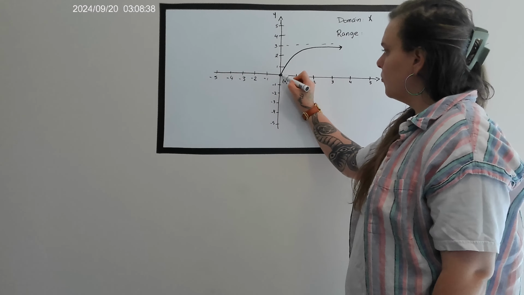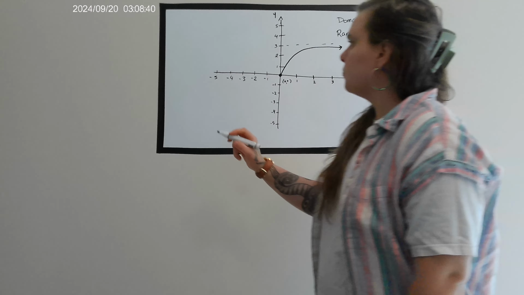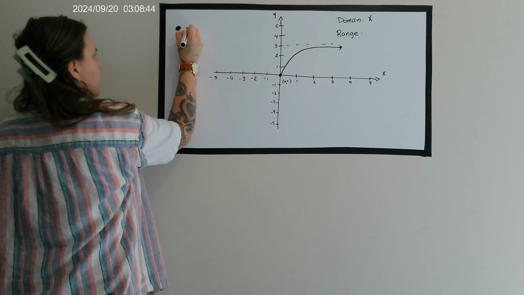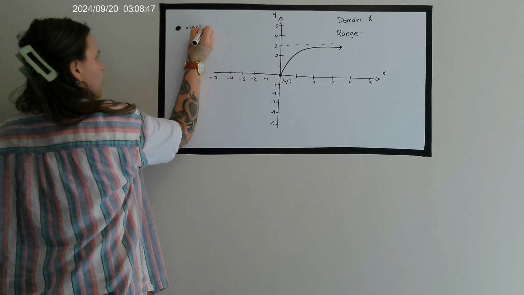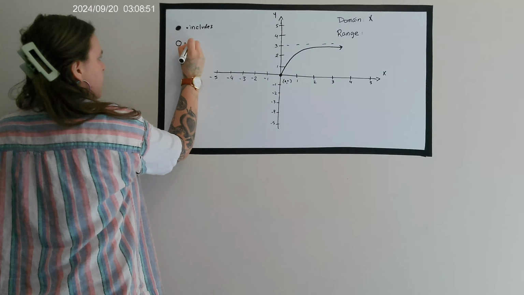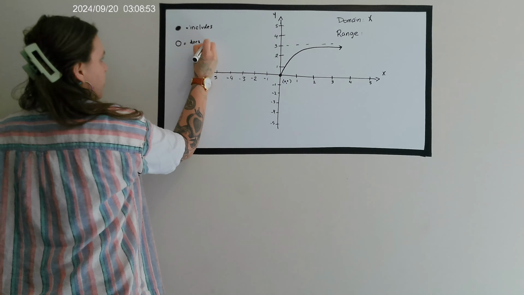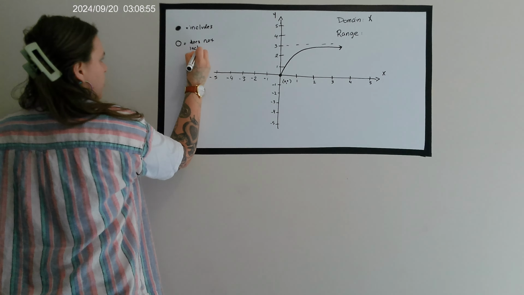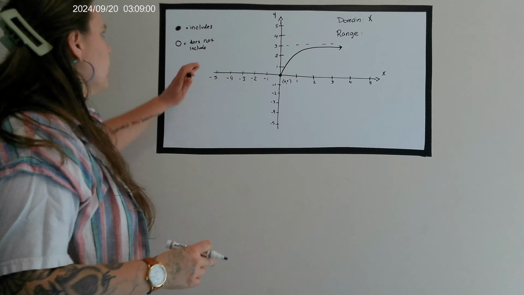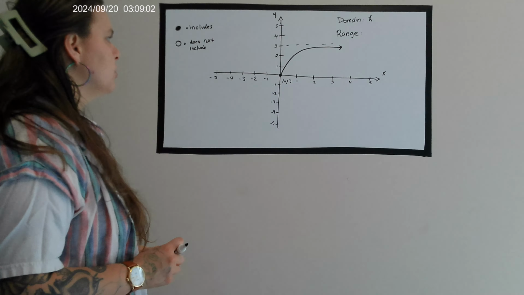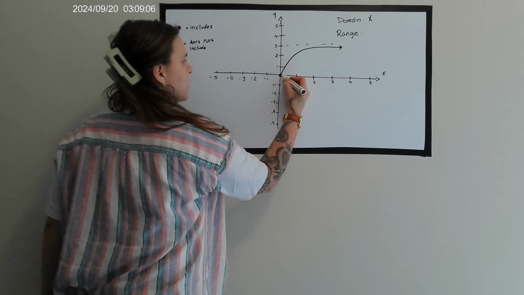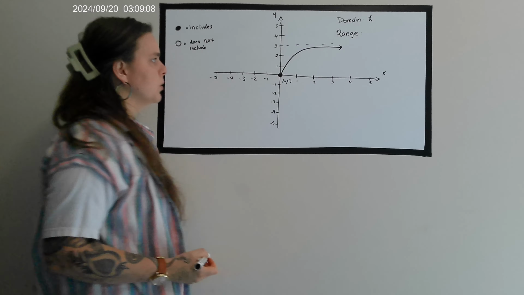If you ever see a filled in circle here, filled in circle means includes. An open circle means does not include that value, okay? That's important for domain and range because the notation must correlate with whether this is a filled in circle or an open circle.